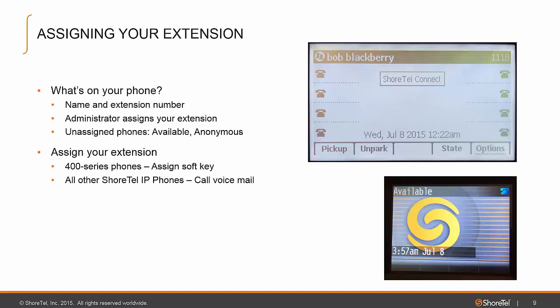If you see the word assign on the phone screen above a soft key, press that soft key and follow the prompts to enter your voicemail credentials. On other models, you can call into voicemail with your credentials and navigate through the voicemail menus using the following options: 7, followed by 3, followed by 1. This will take you to the section of the voicemail menu where you can assign your extension to the phone. If you don't see any of these options, your phone is not yet configured. You'll need to contact your Shoretel administrator for help.